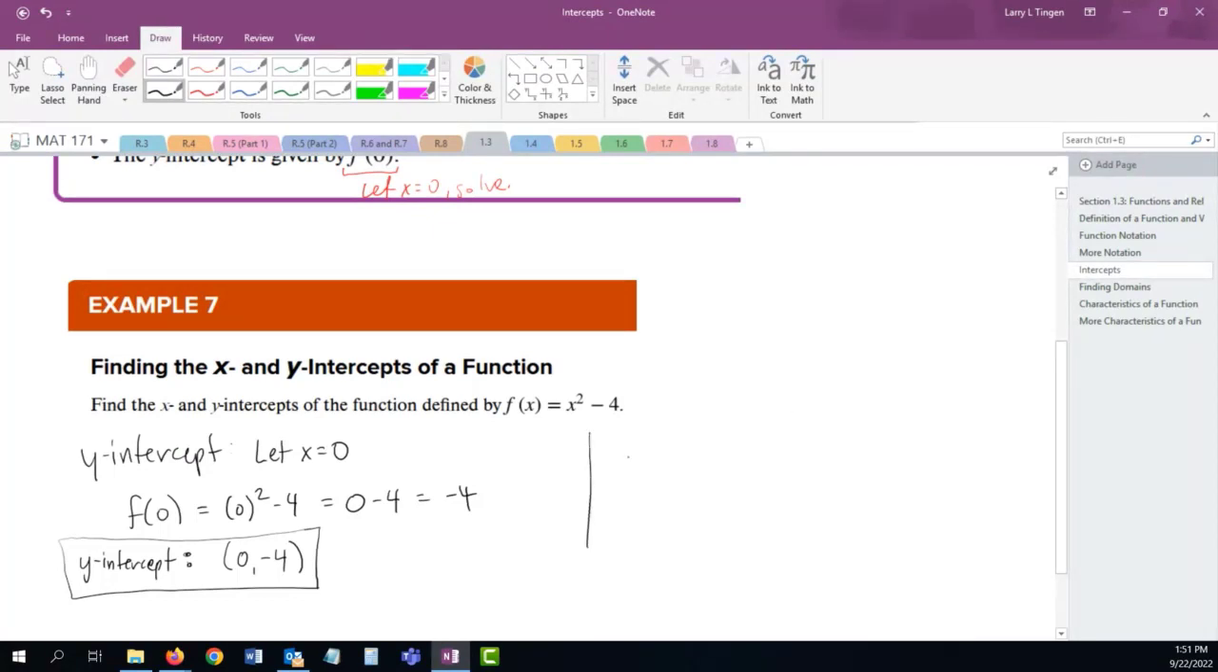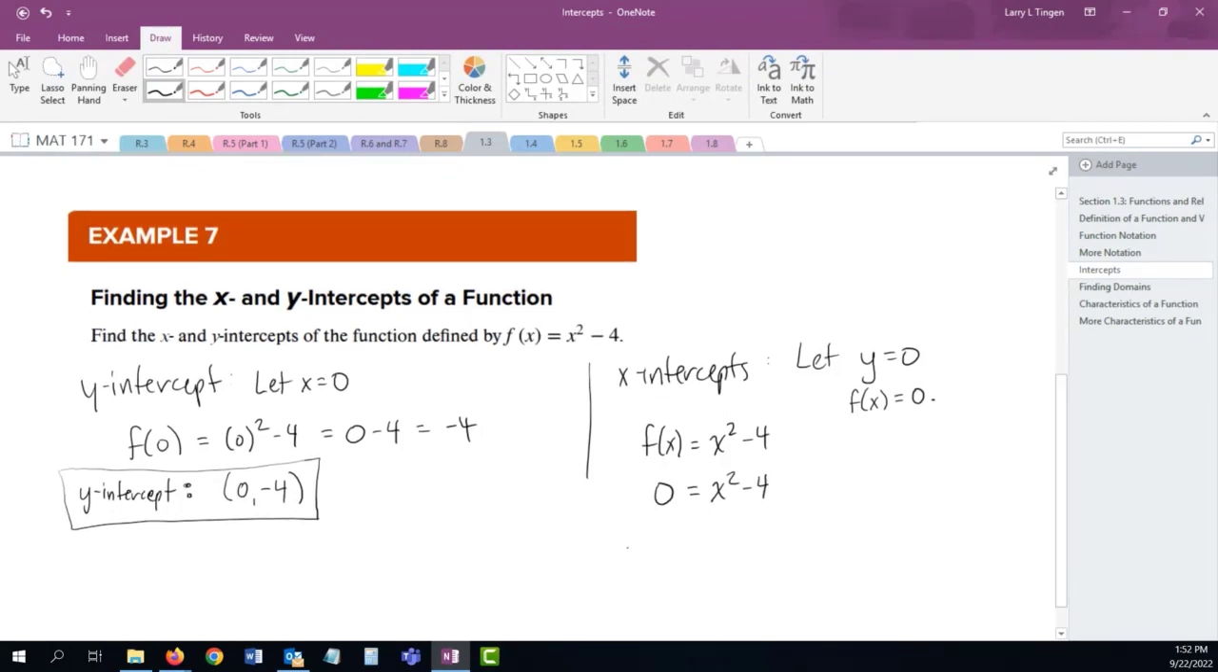All right, so that's y-intercepts. How about x-intercepts? Well, for x-intercepts, I let y be 0. Changing that to my fancy notation, that means I'm letting f of x be 0. If my original problem is x squared minus 4, and I say let f of x be 0, this left side is f of x. So f of x is 0. Solve for x.